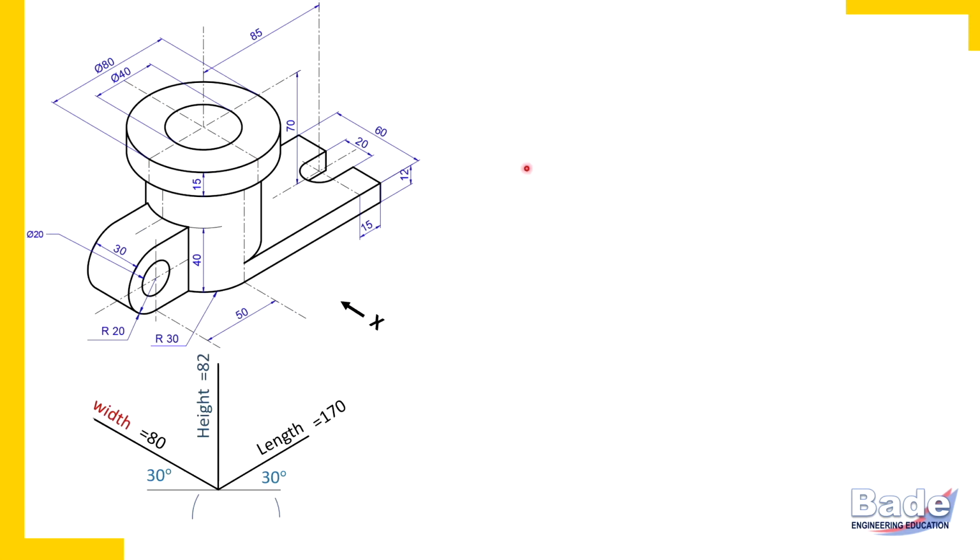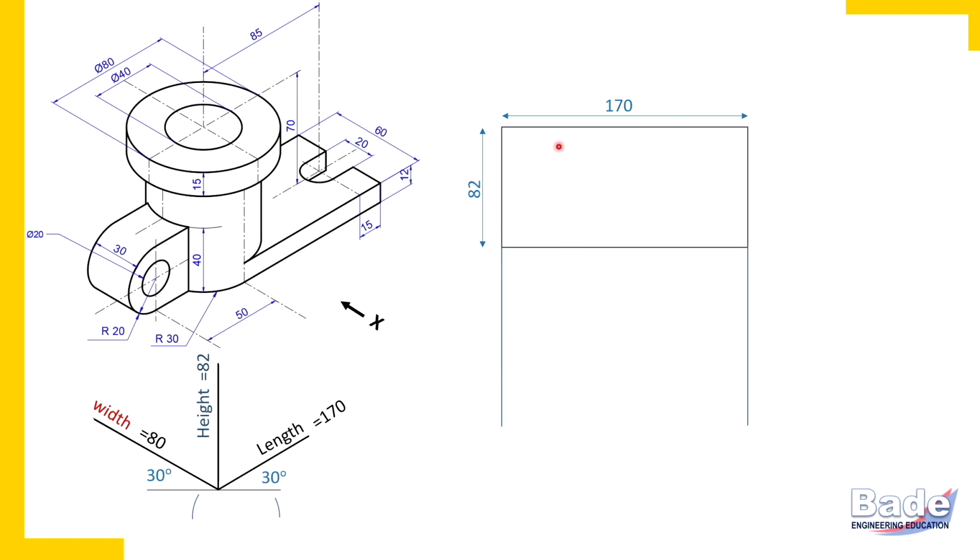Now let's proceed. As usual, we'll have to draw rectangular boxes of overall dimensions. So this is length 170 millimeters and height 82 millimeters. Which two dimensions you get in the front view? Length horizontally and height vertically. Now top view. Project that length 170 millimeters for the top view. So length is already there 170 millimeters. Leave enough space about 20 millimeters and take width 80 millimeters vertically and complete the rectangular box.